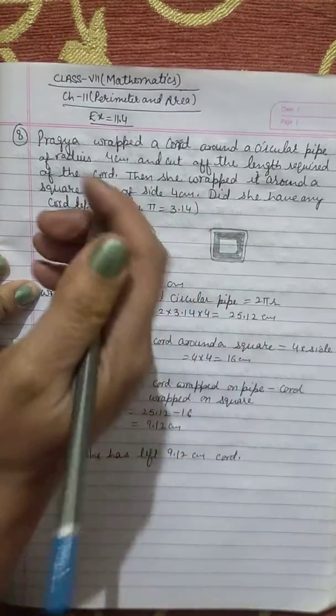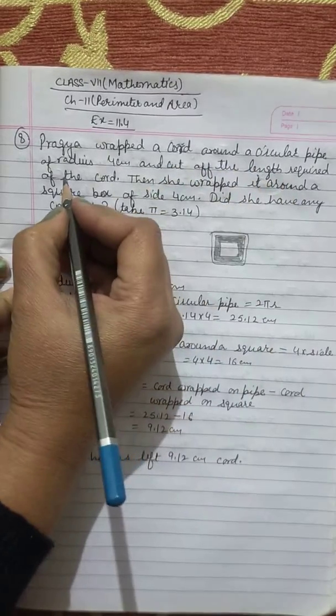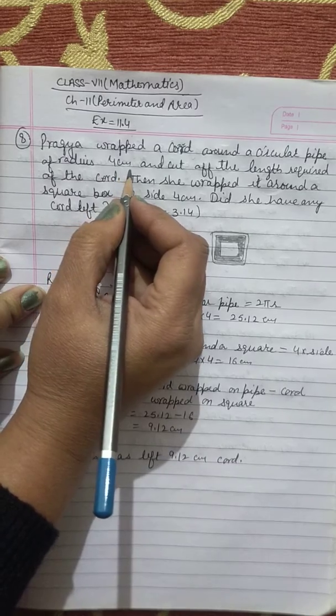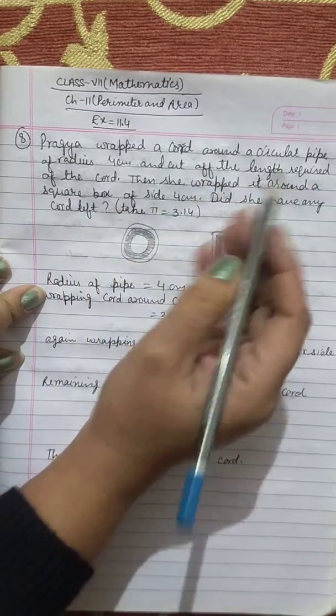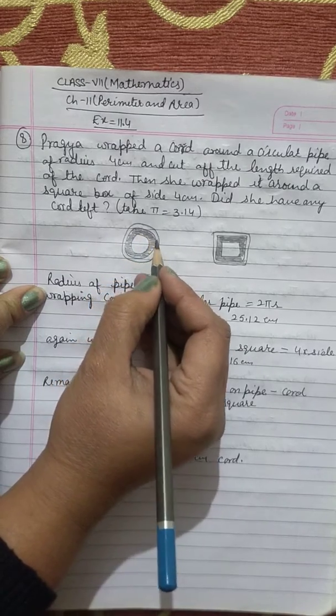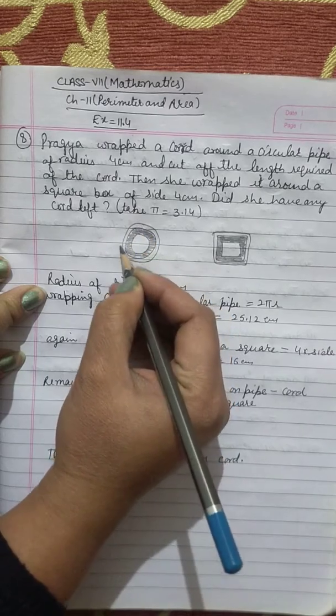Exercise 11.4 of chapter 11, perimeter and area of class 7th. In question number 8, Pragya wrapped a cord around a circular pipe of radius 4 centimeter. Means Pragya has a cord and she is going to wrap a circular pipe with it. See, this is a circular pipe and she is going to wrap it.